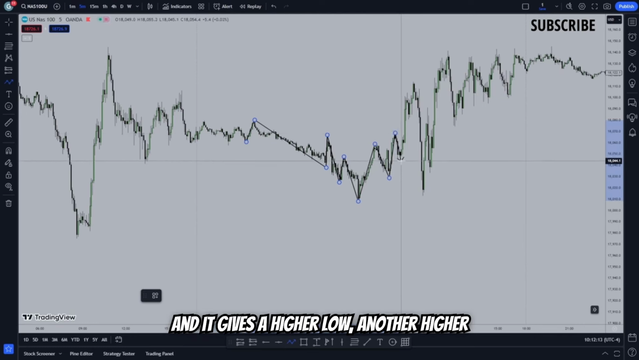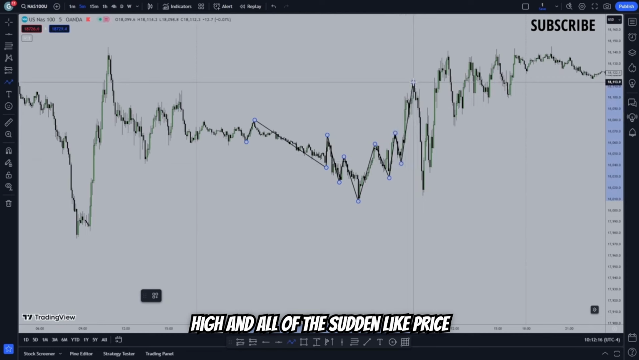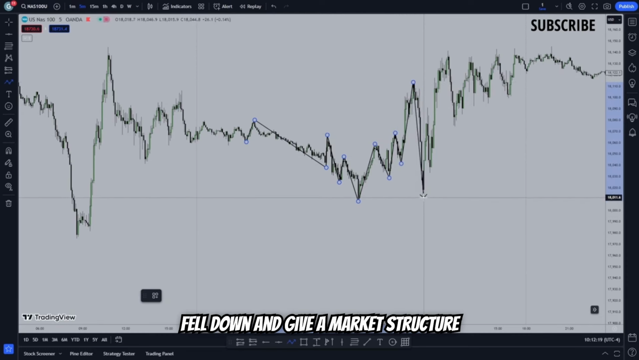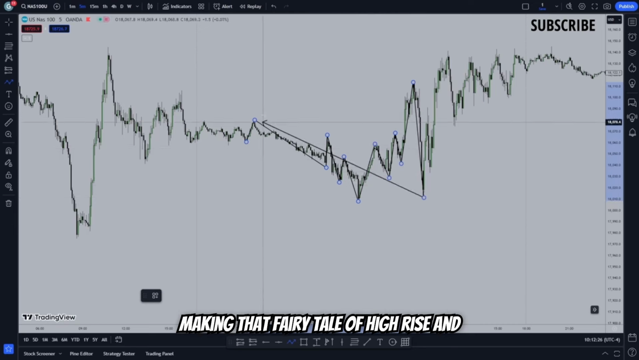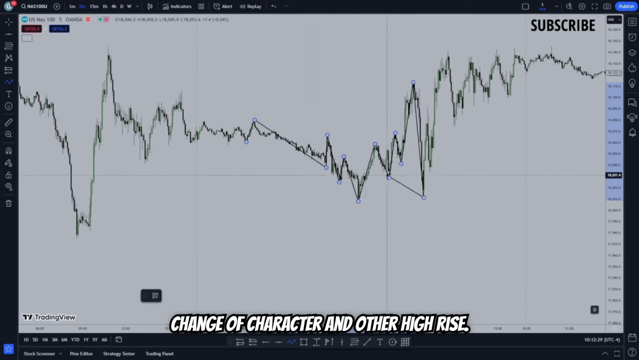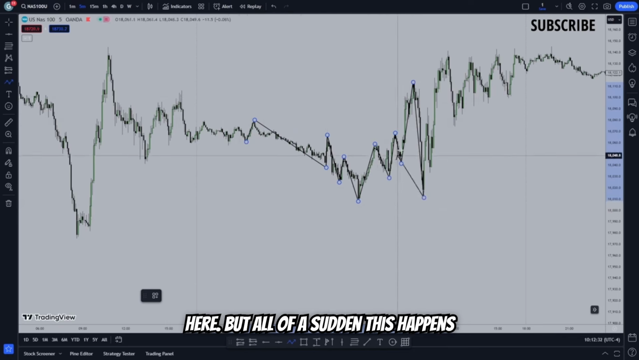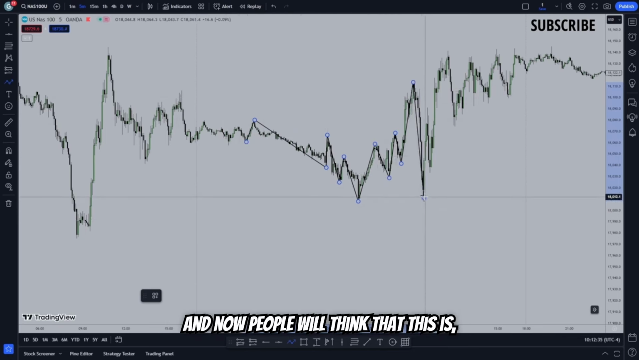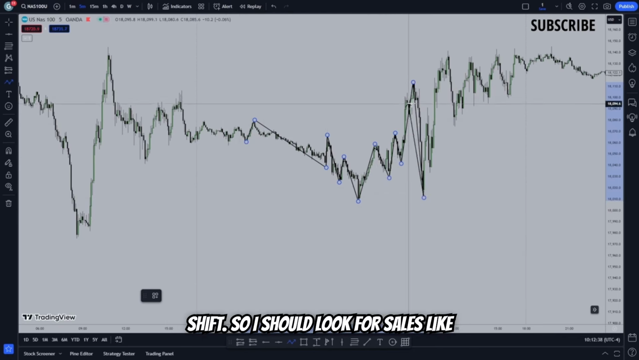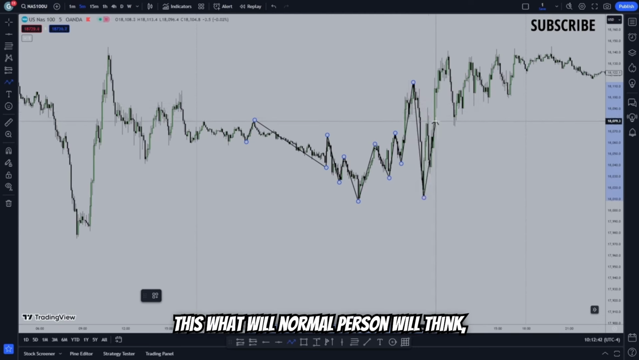The market gives a higher high, and it gives a higher low, another higher high, and all of a sudden price fell down. It gave a market structure shift over here. Price was making that fairy tale of higher highs and higher lows, and then all of a sudden a change of character. People will think that this is another market structure shift, so I should look for sells. This is what a normal person will think, right?